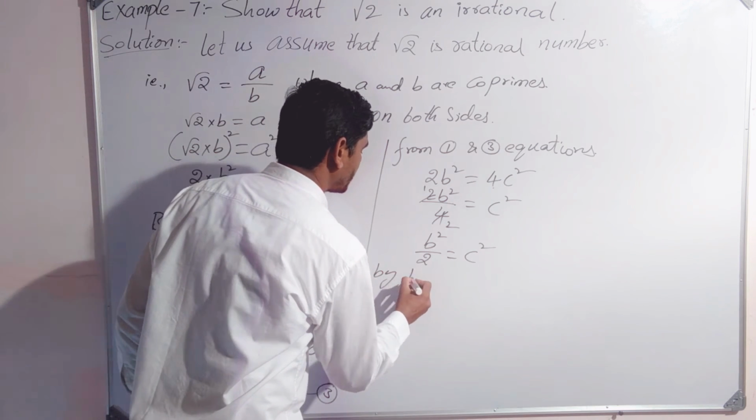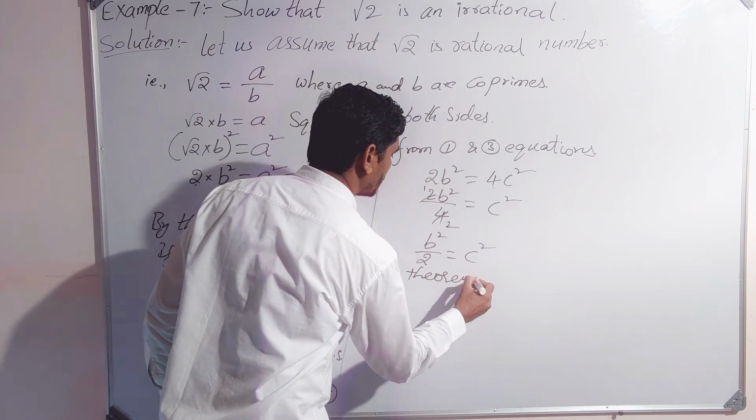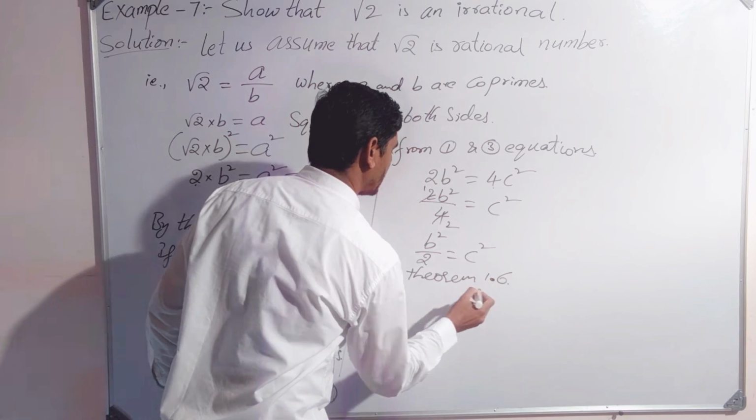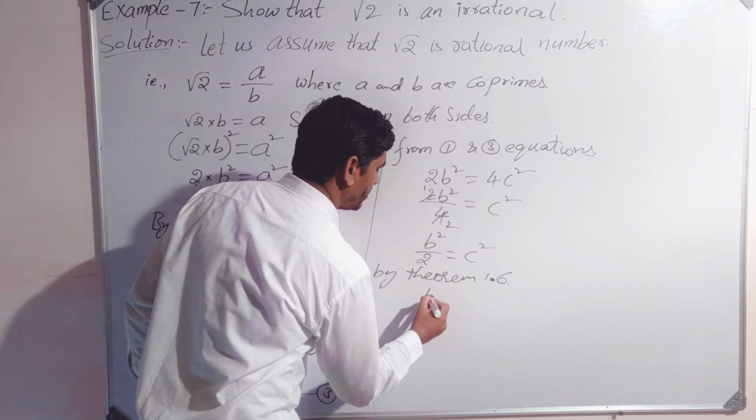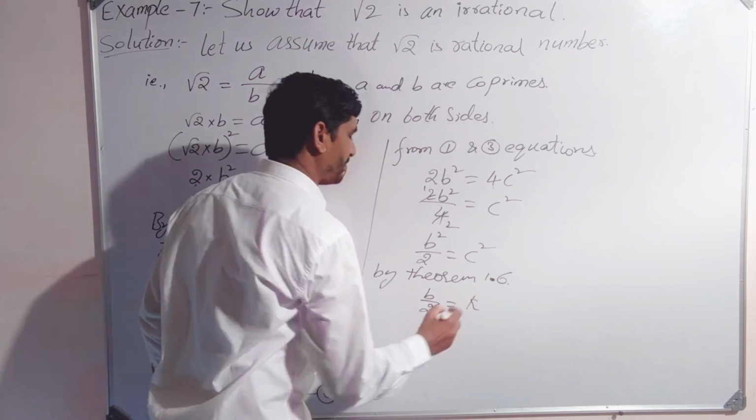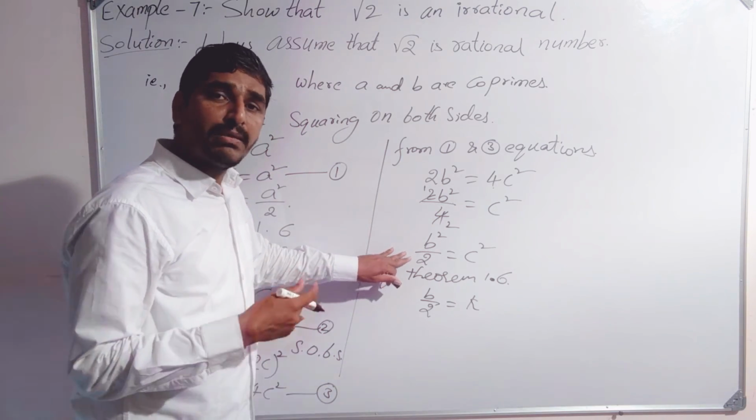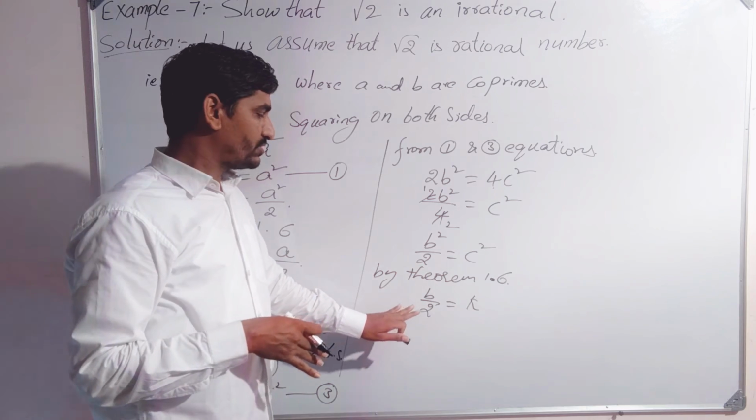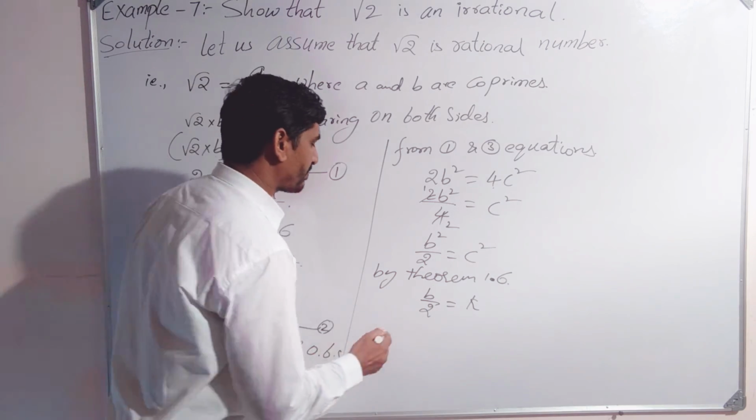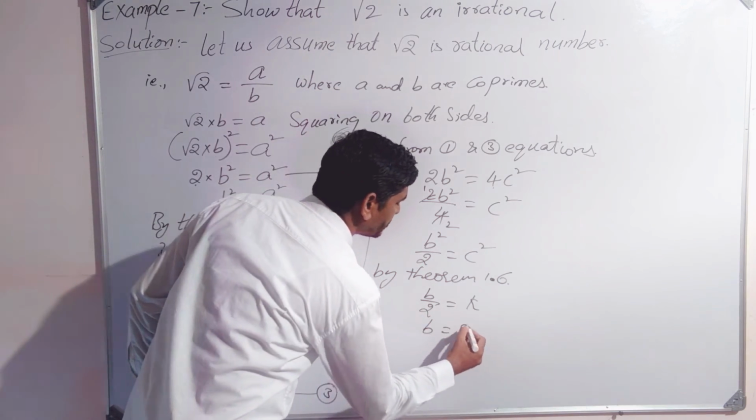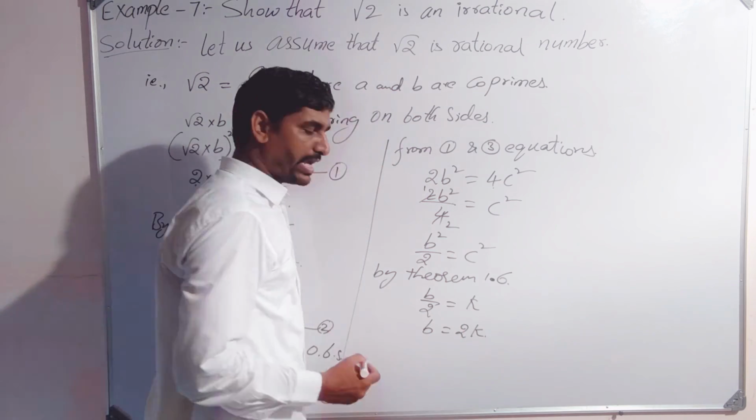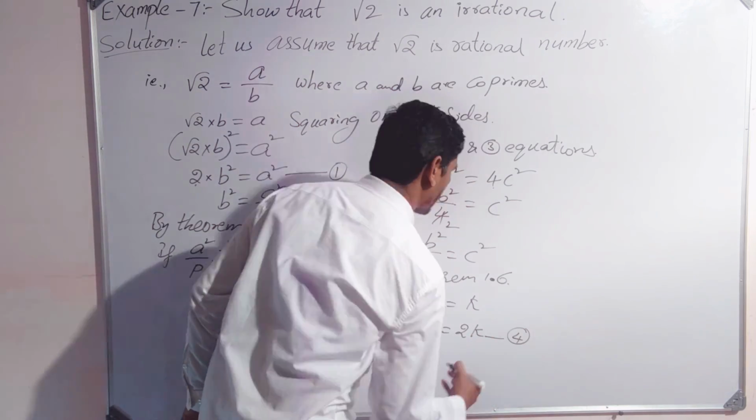By theorem 1.6 we can write b by 2 equal to some k. B square is divided by 2, then b is also divided by 2. So b by 2 equals k, then b is equal to 2k. Okay, this is equation 4.